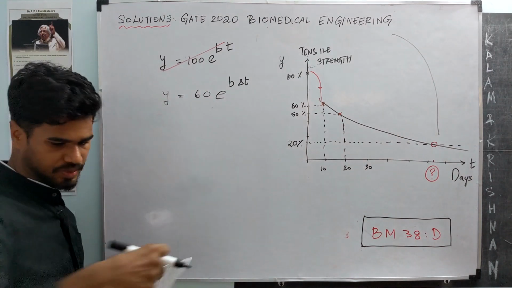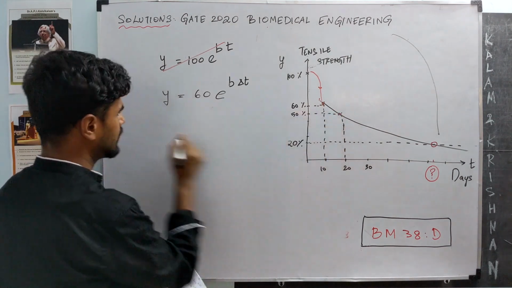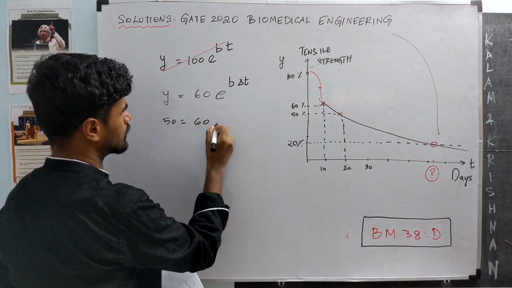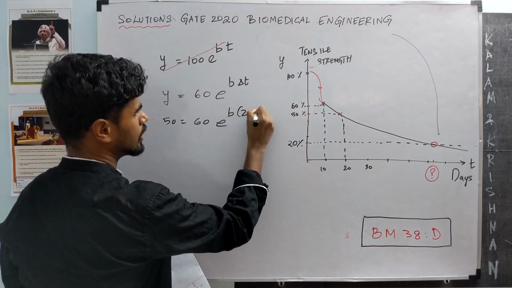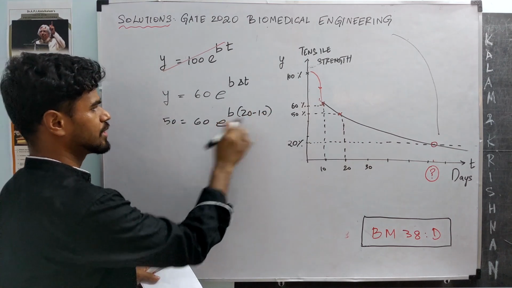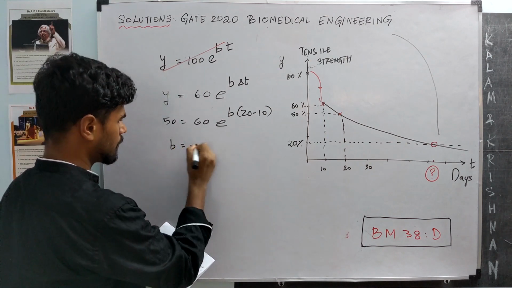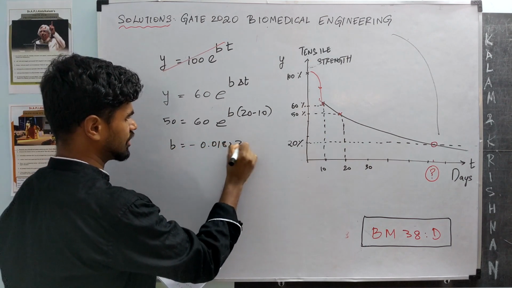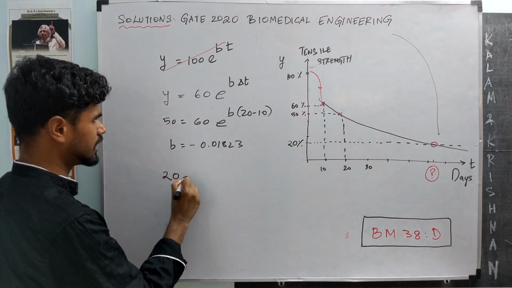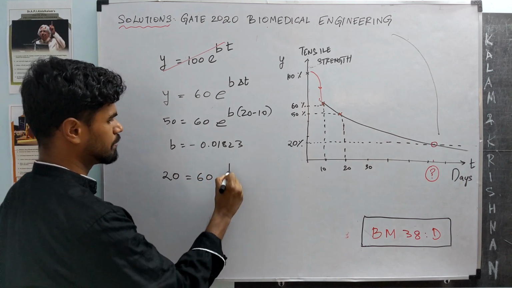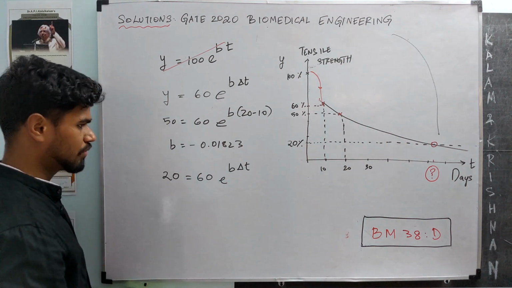So, okay, when is y 50? Y is 50 when e power b times delta t, from 10 to 20, it's 20 minus 10, which is 10, right? Now try to solve for b by taking ln on both sides. We get b's value to be minus 0.01823. Okay, so once we know the value of b, we want y to be 20, so 20 equals 60 e power b times delta t.